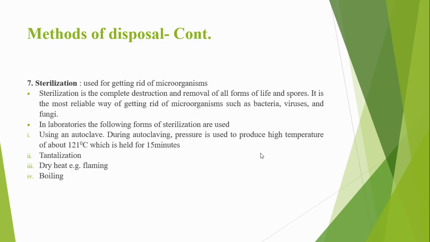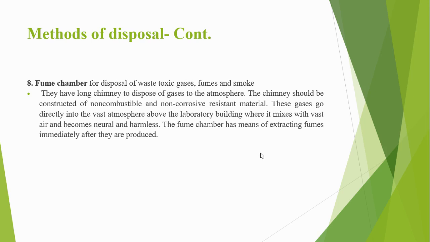Then we have sterilization. Here we use steam to eliminate any microorganisms before we dispose of that waste. We can do autoclaving, or we can use dry heat. We can also use boiling as methods of sterilization. Then we have the fume chamber method of waste disposal. This method is used for disposing of toxic gases. The fume chamber has a chimney that disposes the gases into the atmosphere.